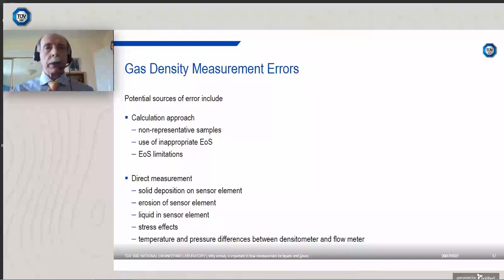You can get solid deposition on the sensor elements and erosion, which will cause similar errors as for the liquid cases. Conversely, if you have liquid in there, you will get errors. And again, as with the liquid densitometers, stress effects and temperature and pressure differences can also possibly lead to errors.